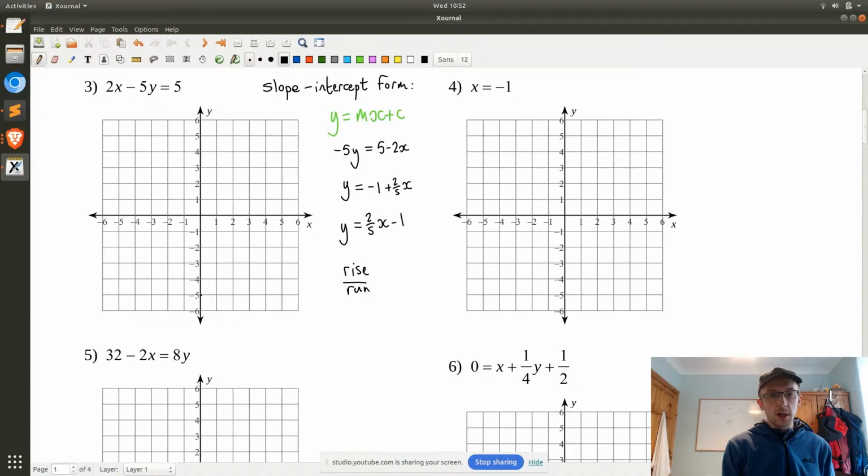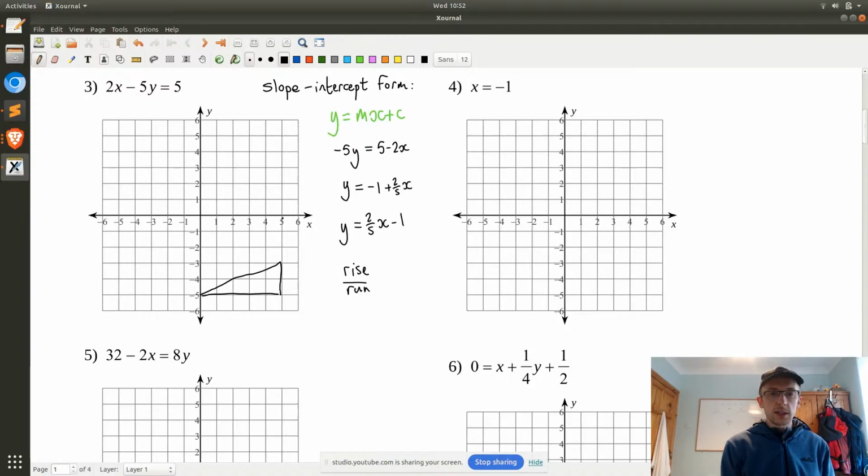So I hope you can visualize it here. It will look something a little bit like that. That will be its slope. This is just to help you see how steep it's going to be. Okay, I'm going to leave that there.